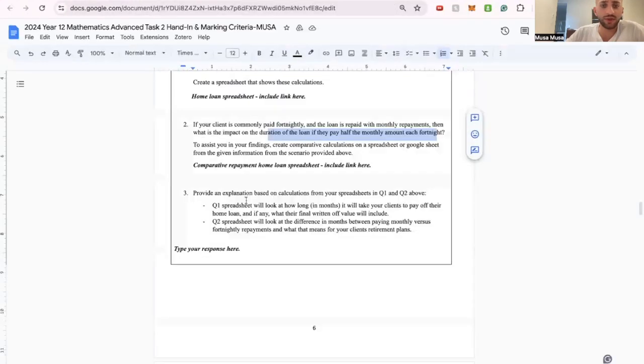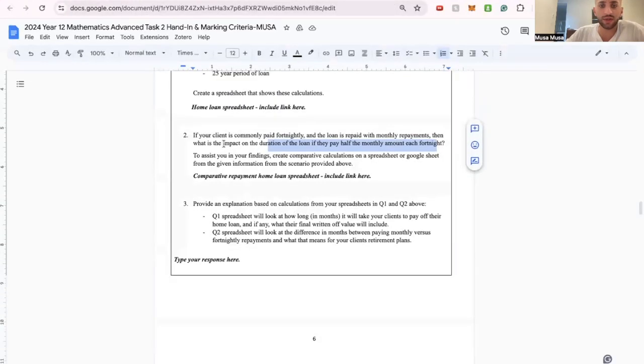So what this question is asking is, what would happen if we now paid fortnightly? What's going to happen to the duration it's going to take us to pay off this full loan? I'm no longer looking for just 25 years. I'm looking to see when we actually pay the loan off. And we need to do a comparative repayment home loan spreadsheet, which means we need to do one for when we pay off the loan if we did it monthly, and then one for when we pay the loan off if we did it fortnightly. So let's do this.